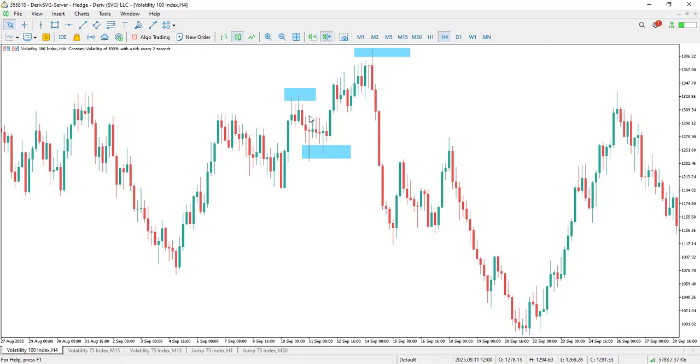So guys, this was our low, this is our higher high, this is our higher high. So guys, from this higher high, you can see that we have our RSI flip here. This is our RSI flip.